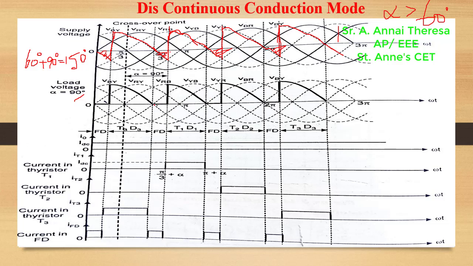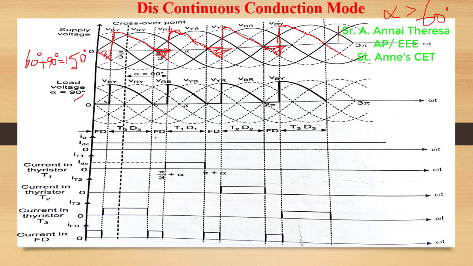So the waveform will become like this. Instead of this negative voltage we will get zero voltage. Here the output will be 0. This is that waveform. Why does it become 0 at this duration without negative voltage? Because of the conduction of the freewheeling diode.